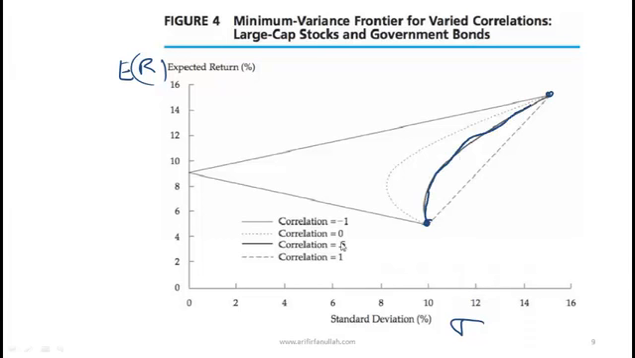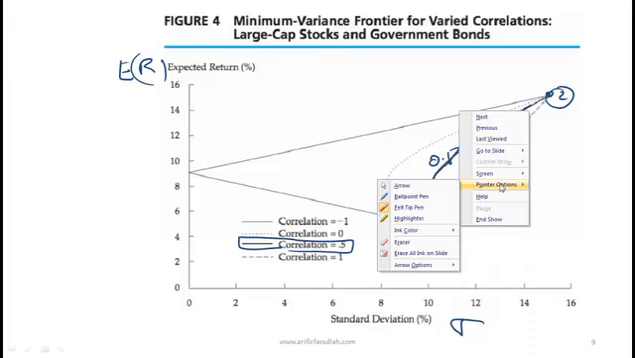This says that the correlation is 0.5 between asset 1 and asset 2. What was asset 1 in our example? Government bonds. And what was asset 2? This was stock. So what is changing as we move along this? The weightage is changing. Is the correlation changing? No, the correlation for this curve is 0.5.